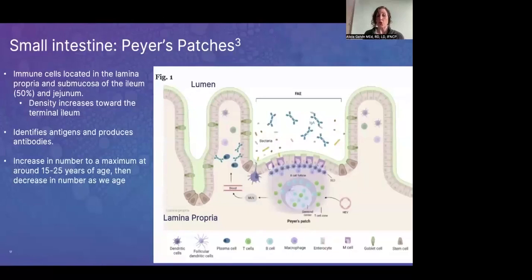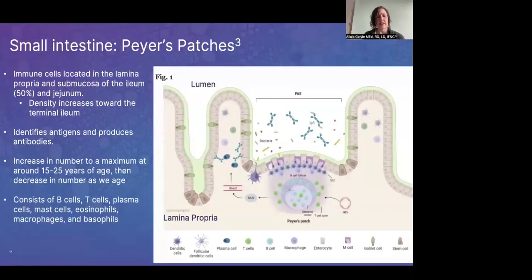Do they increase in number? We have our maximum amount of Peyer's patches between the ages of 15 to 25, and then they actually start to decrease. So think about this: if you are working with an aging population, or people of advanced age, they do sometimes have immunological challenges. This is why our immune systems tend to be more challenged as we age: we're decreasing the number of Peyer's patches in the small intestine, and that can affect our immunological regulation. And it does consist of various cells: B cells, T cells, mast cells, etc.